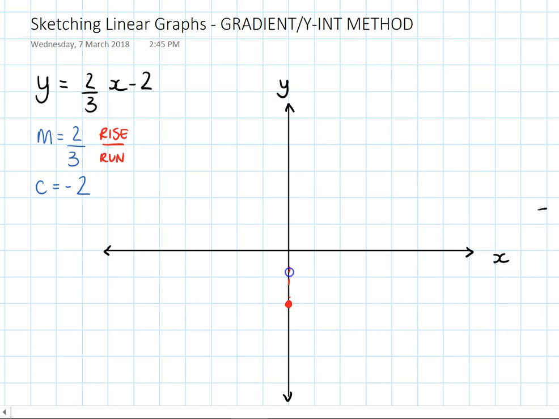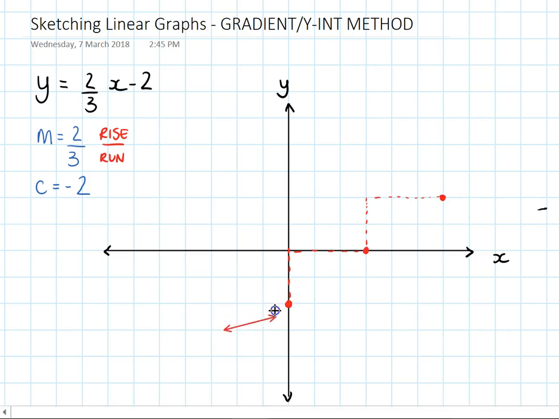So what I like to do is we can do a little bit of dot to dot. So I rise 2, and then I run 3, and there is my second point. Now, as I said, you only need 2 points to plot a line. I like to sometimes put in a third one, just so I can make sure that I am still on the right track. So I rise 2, and I run 3. Now it's just a matter of connecting the dots.